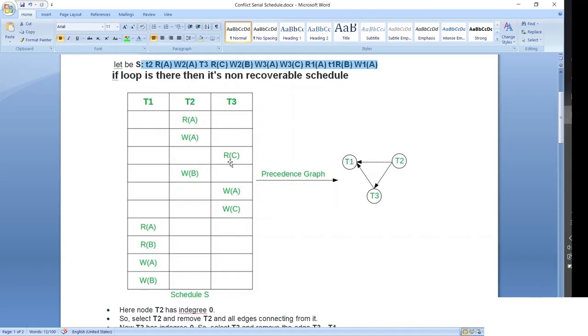Now again check read operation on C. Check any write operation on C in T1 or T2. Right, write operation on C, no, it is not present. Write operation of C, no, it is not present.